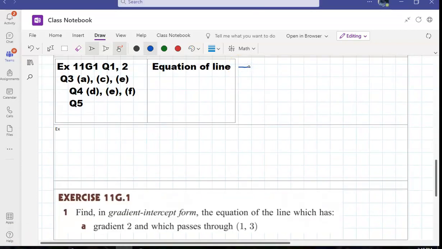So we are going to be using not the y-intercept form, right? Back in year 9, they might have said the slope is 2, the y-intercept is 7.